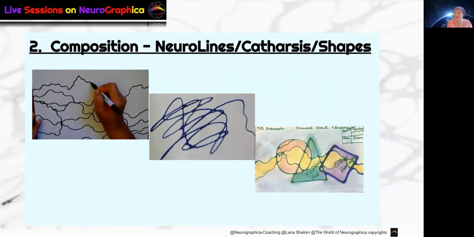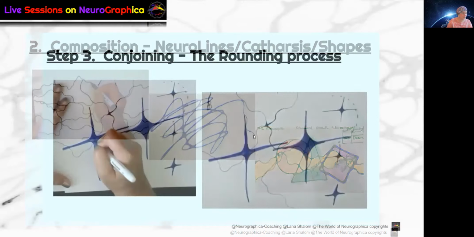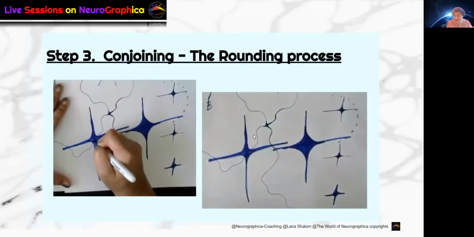Step 2, when we do the composition, can start with the neural lines, it can be done through the catharsis, it can be done through the shapes. Step 3 is the conjoining, the rounding process. We devoted each session to each of the steps. During the conjoining session, we discussed the rounding process, what happens when we round them together, when there's that fusion.